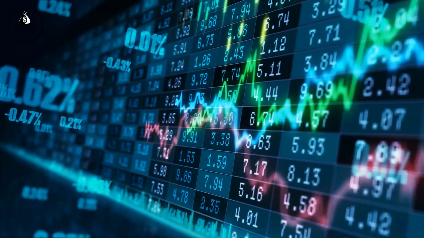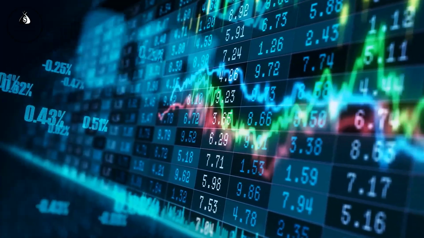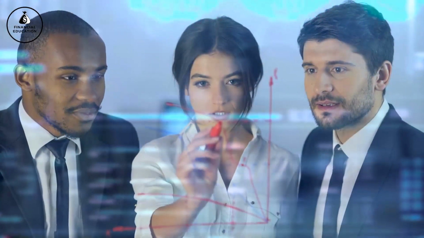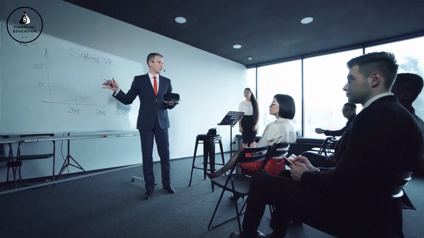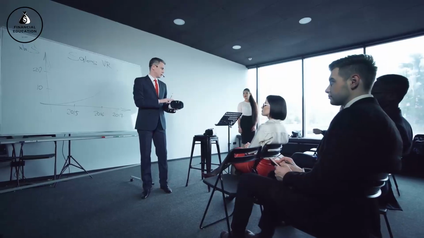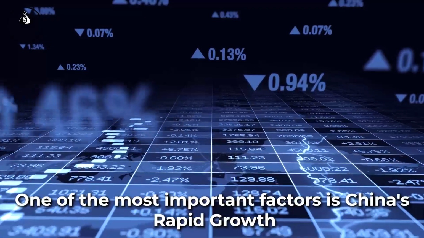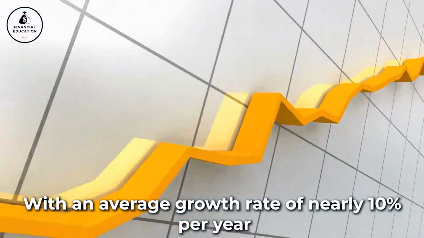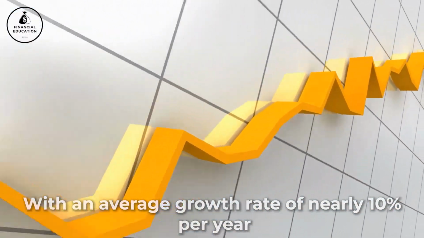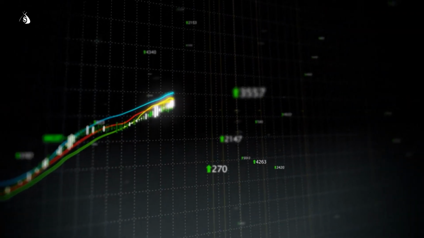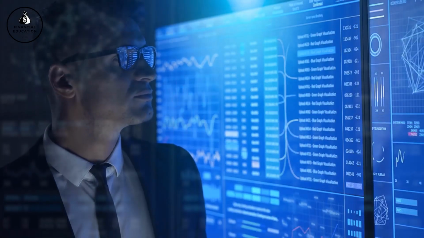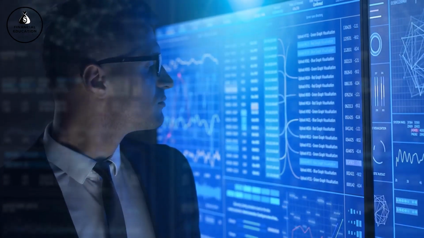The Chinese economy has developed rapidly in recent decades and is now one of the strongest economies in the world. This is due to a combination of factors that make up the strengths of the Chinese economy. One of the most important factors is China's rapid growth, with an average growth rate of nearly 10% per year. China is one of the fastest growing countries in the world. This offers tremendous economic potential for companies and investors looking to expand or invest in the Chinese economy.